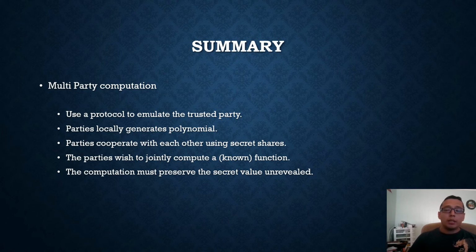In summary, multi-party computation uses a protocol to emulate the trusted party. The parties locally generate a random polynomial that can be used to generate the secret shares. Then the secret shares are distributed among the other parties, and they jointly compute a public function. The goal here is to preserve the secret values unrevealed.